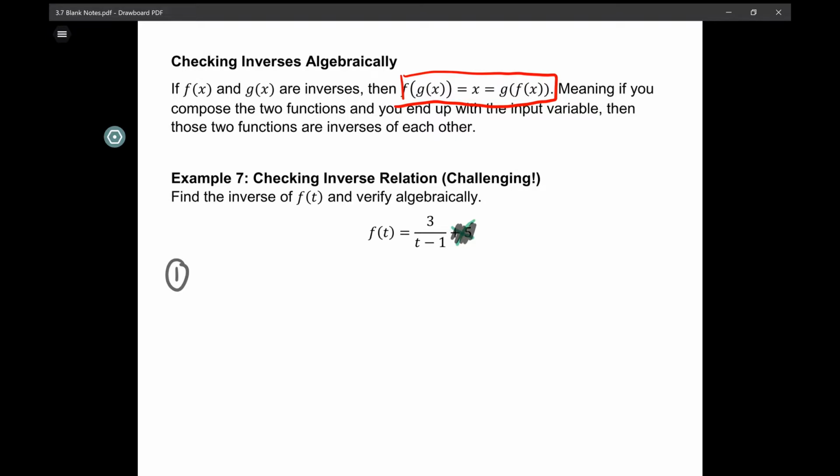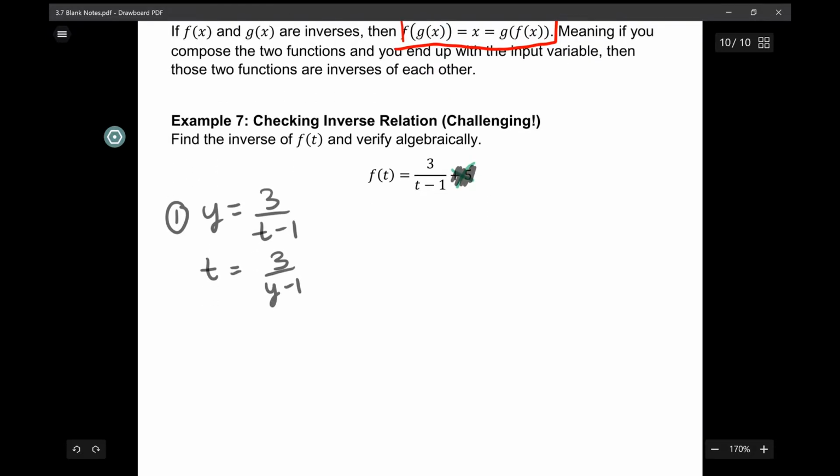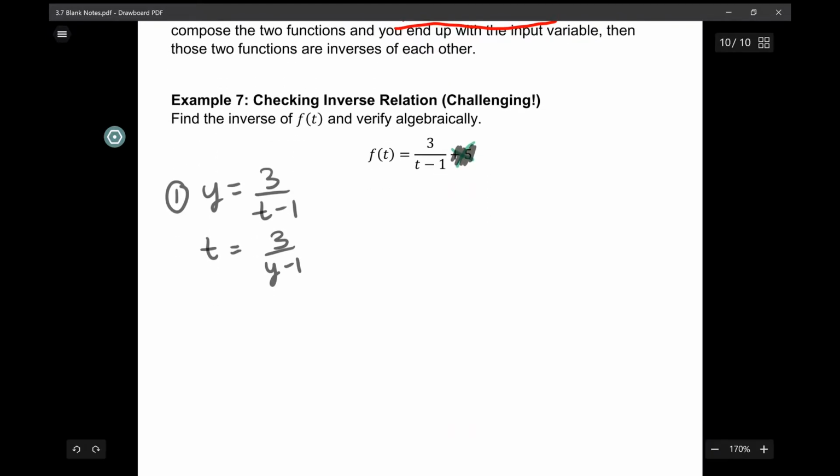Alrighty, you're back. Did you find the inverse? Hopefully you did. y equals 3 over t minus 1. Switch t and y. We're going to solve this for y. So I'm going to do the old cross multiply and divide routine here. I'm going to write t as t over 1, and then cross multiply. And so that means I get t times y minus 1 equals 3 times 1, which is 3. That's a good trick whenever you have a variable in the denominator that you're trying to solve for, to get it out of the denominator.